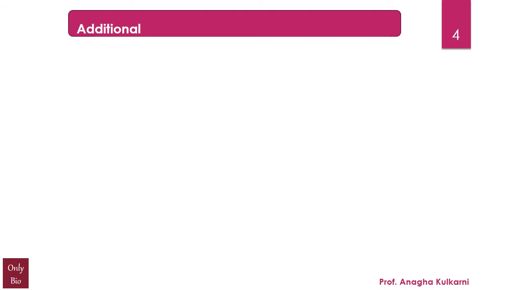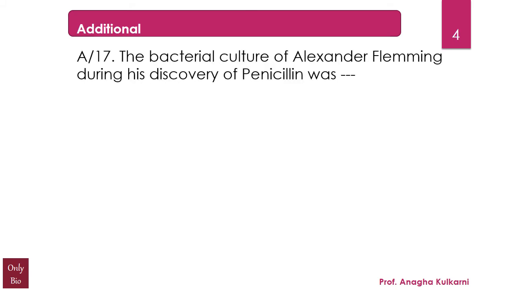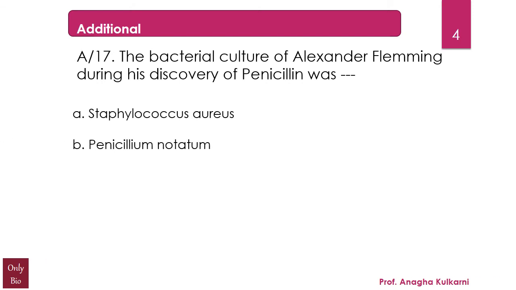We now come to the next question, which is an additional question. Friends, as you all know, there are many questions which are the additional questions, which are related, no doubt, with the topic, but they are not really directly from the textbook. The question is, the bacterial culture of Alexander Fleming during his discovery of penicillin was dash. And your options are A. Staphylococcus aureus, B. Penicillium notatum, C. Streptococcus, and D. E. coli, that is Escherichia coli.